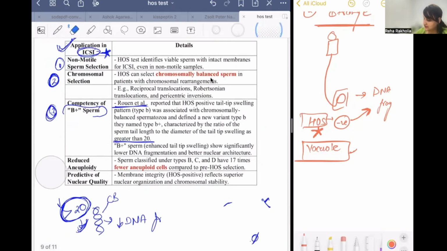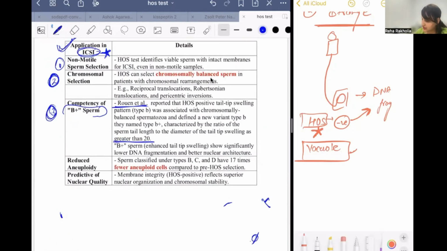Another thing, the fourth point, is reduced aneuploidy. Sperm from type B, C, D have 17 times fewer aneuploidy cells compared to unselected sperm. Now, the fifth point is predictive of nuclear quality. HOS positive sperm have superior nuclear integrity, meaning their DNA and chromosomes are more organized and stable. So this is essential for successful fertilization.